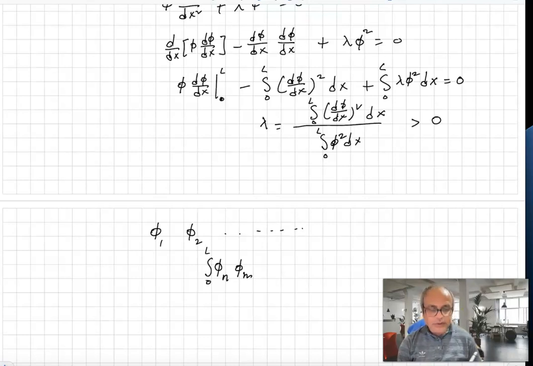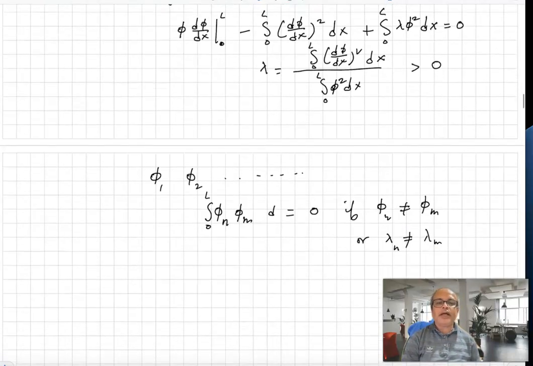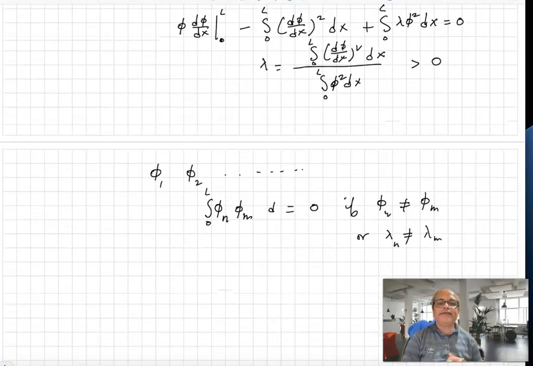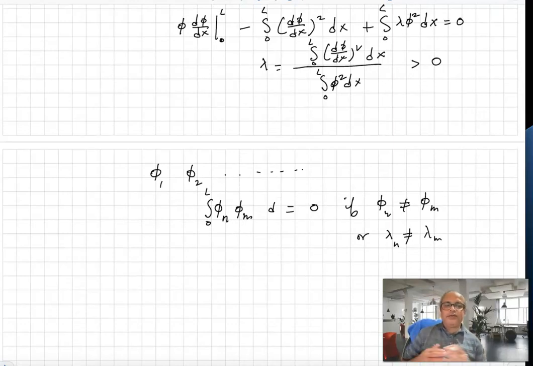it from 0 to L, which is the corresponding interval, and then you get 0, if phi n is not equal to phi m, which also means that you can say lambda n is not equal to lambda m, because each eigenvalue corresponds to an eigenfunction. So eigenfunctions are different, meaning eigenvalues are different. So if you take two different eigenfunctions, it is equivalent to taking two different eigenvalues. Okay.